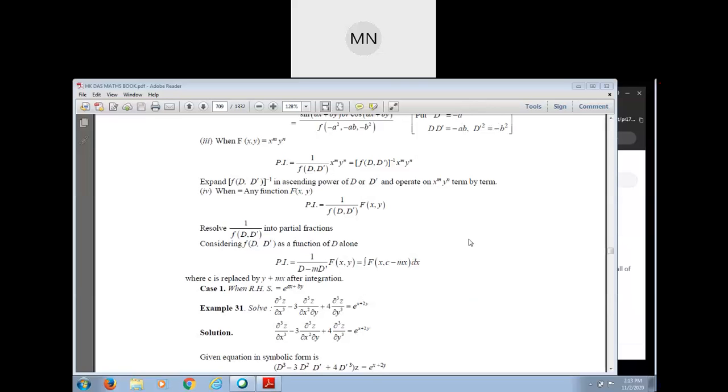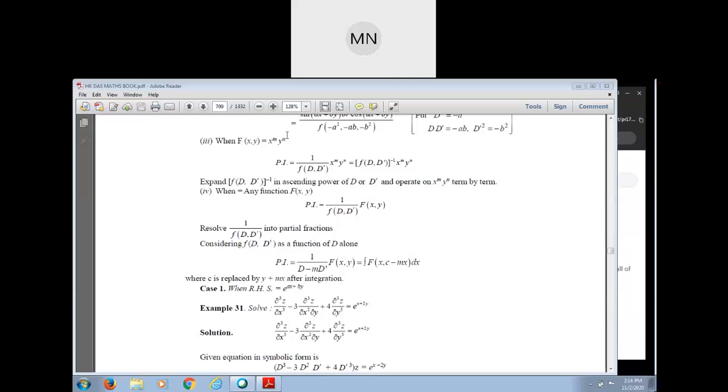If the particular integral is of the form e to the power ax plus by, then the method is different. If it is sine of ax plus by or cos of ax plus by, then the method is different. And today I am going to discuss when f of x, y is of the form x power m y power n. It was already discussed when f of x, y equals e to the power ax plus by, and when f of x, y is sine of ax plus by or cos of ax plus by.